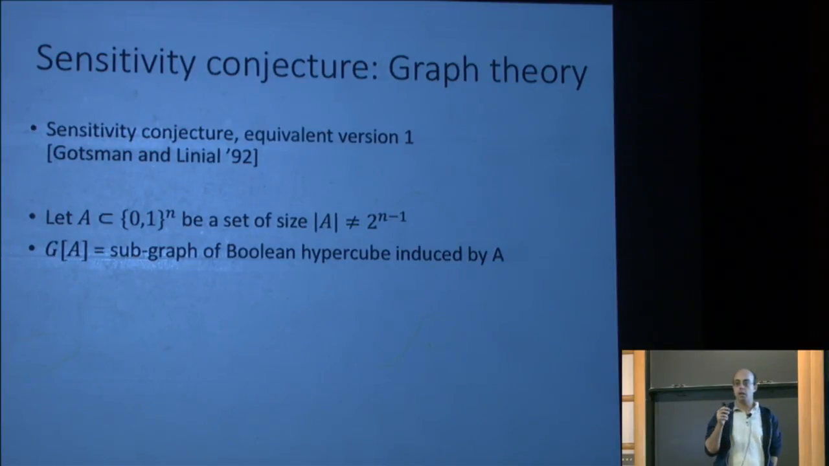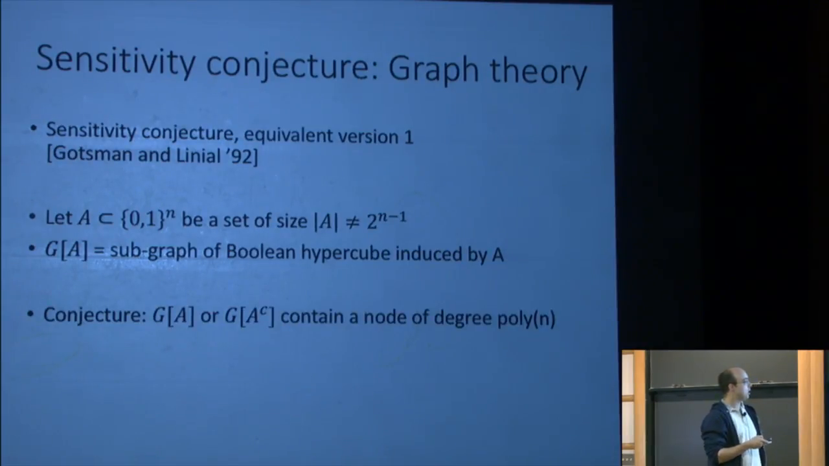So what does it mean? I take only the nodes of A, I remove all other nodes, and I just take the edges that remain between two nodes of A. These are the edges of the cube that remain between two nodes of A.